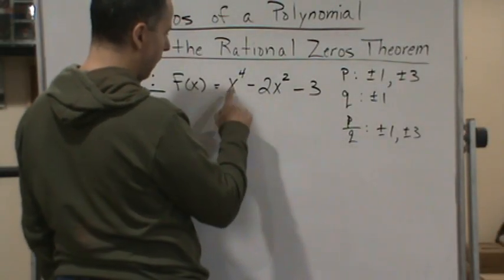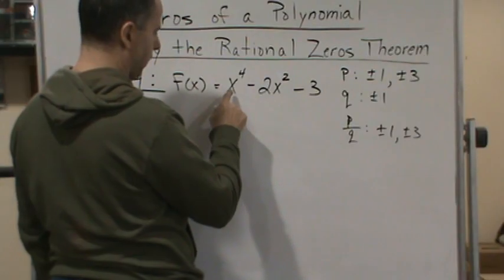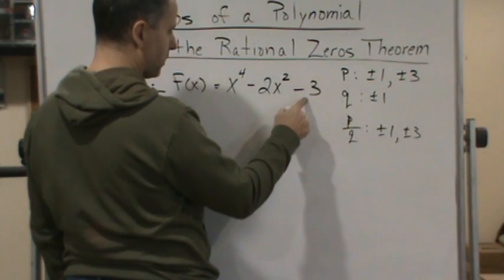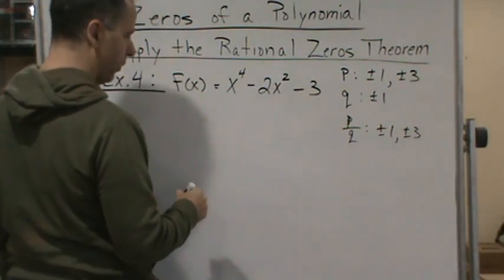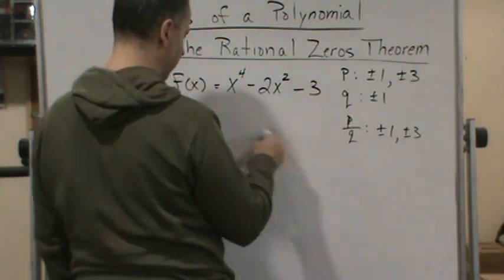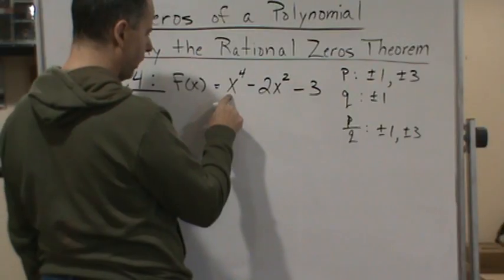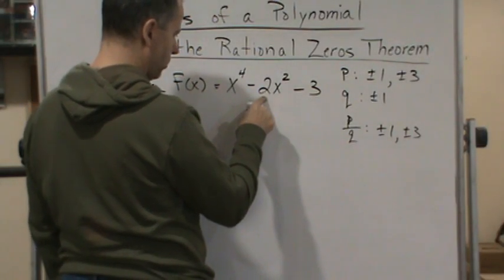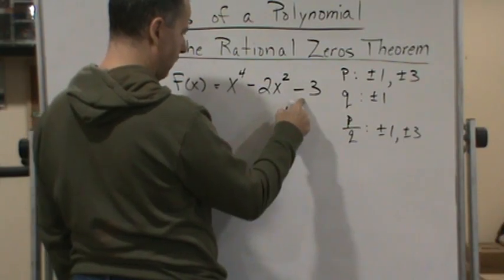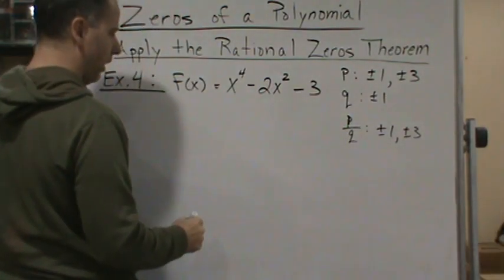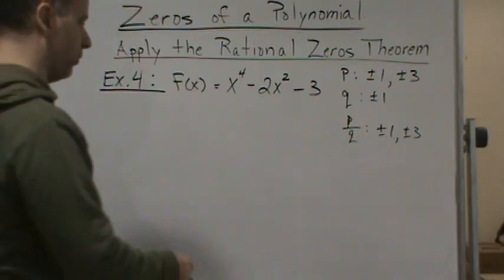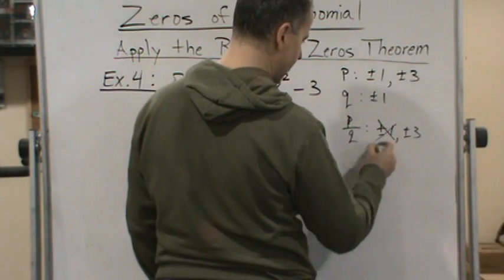So let's test 1. So this will give us 1, minus 2 is minus 1, and then minus 3 is minus 4. So that didn't add up to 0, so that doesn't work. Let's try negative 1. Negative 1, this will give us 1. Here, this will give us negative 2, so negative 1, and then minus 3, so it gives us the same value. So plus or minus 1 did not work, so that's gone.